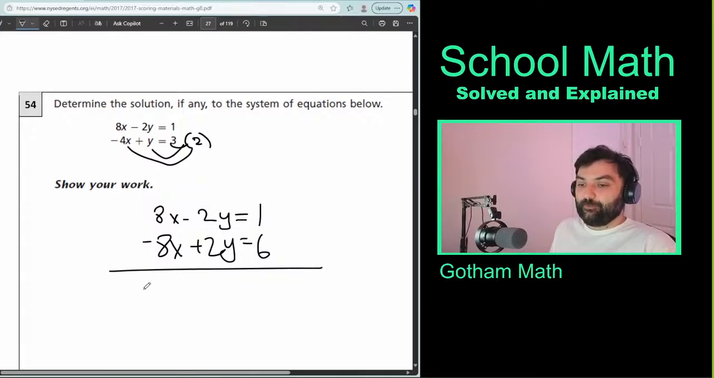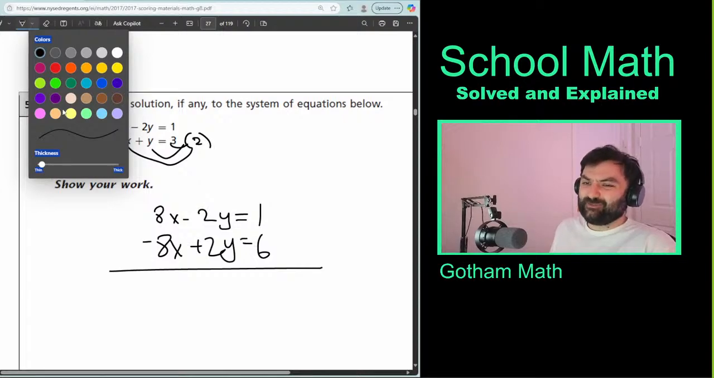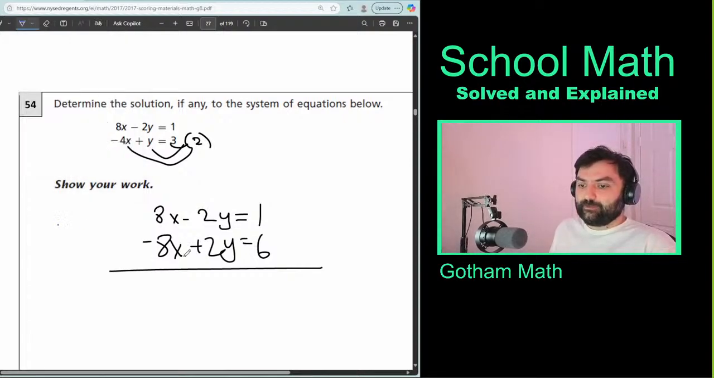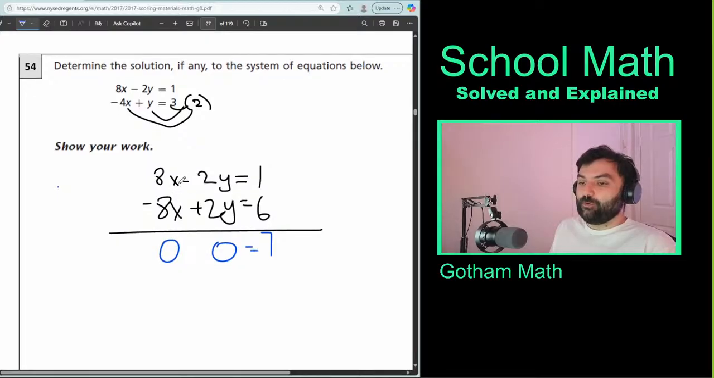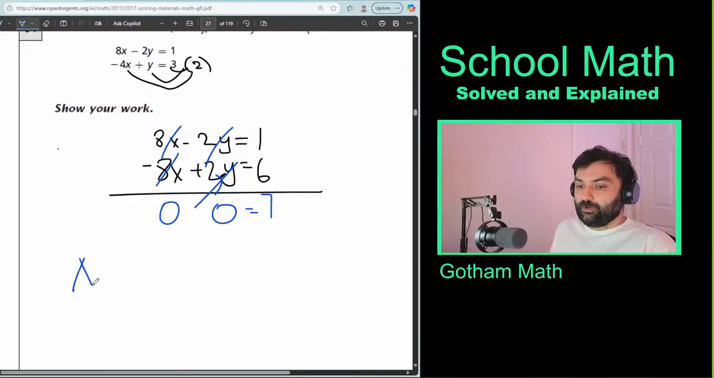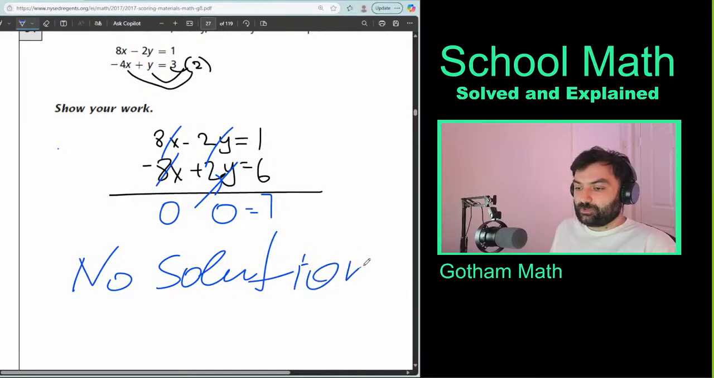And when I combine them vertically like this, adding or subtracting, doesn't really matter, what matters is that this becomes a 0 and so does this. If it also becomes a 0, then it's infinite solutions. But when both the x's and y's cancel out, it's called no solution. No solutions, or no solution. Doesn't really matter.